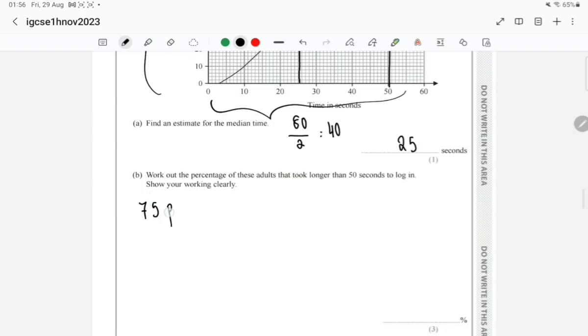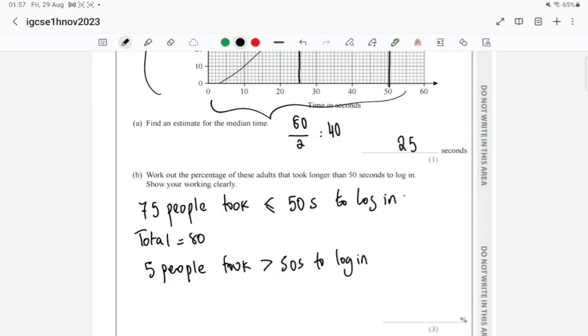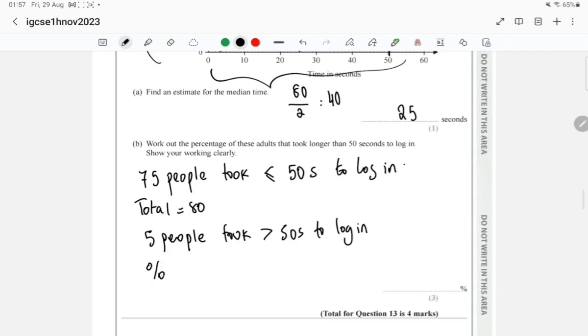Okay, so let's write it here. 75 people took less than 50 seconds to log in. So total was 80. So 5 people took greater than 50 seconds to log in. Now I need to find the percentage of these adults. So the percentage would be 5 divided by the total, which is 80, multiplied by 100, and this will give me 6.25%.